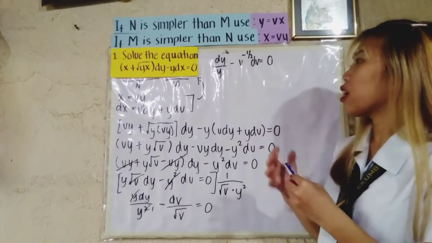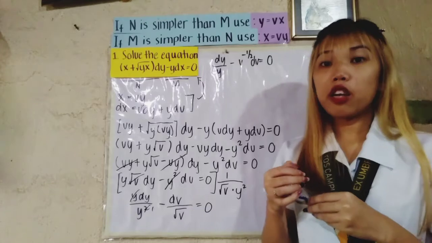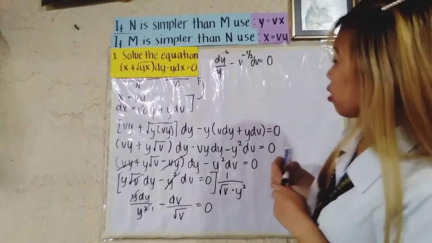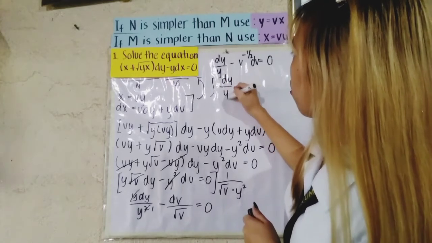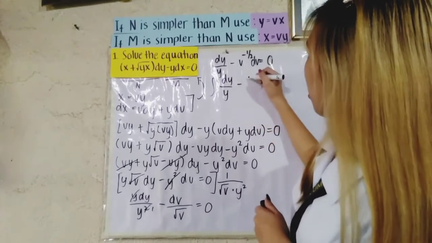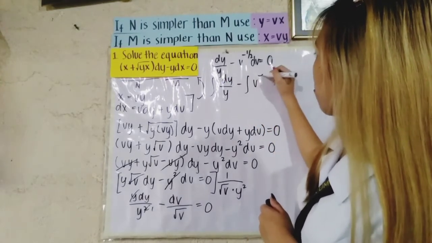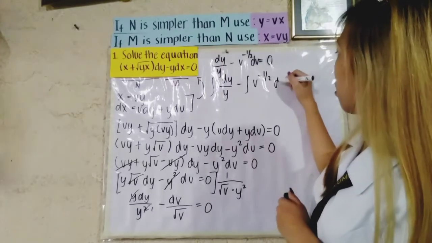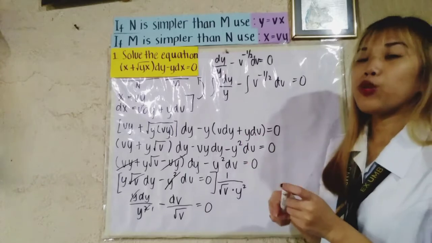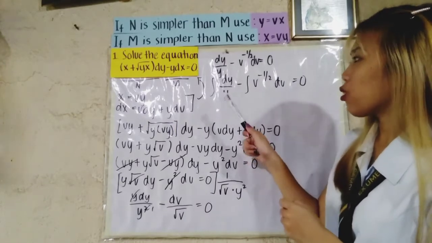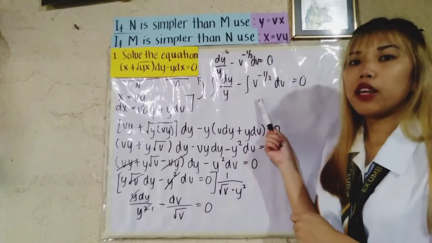So, ang next na natin na gagawin is, pwede na natin siyang i-integrate term by term. So, integration of dy over y minus integration of v exponent of negative 1/2 dv equal to 0. So, hindi na natin ile-let u kasi alam na natin na yung u dito is yung y and yung u dito sa kabila is v.